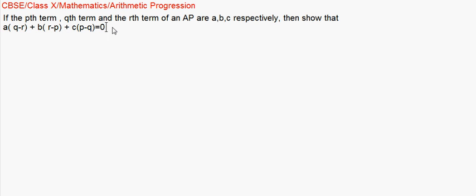Now, as small a is already taken, I will be assuming that we take capital A as our first term. We generally take the small a, but because there is already a use of a, just to avoid some confusion, I'm taking the first term of the AP to be capital A and capital D to be the common difference.